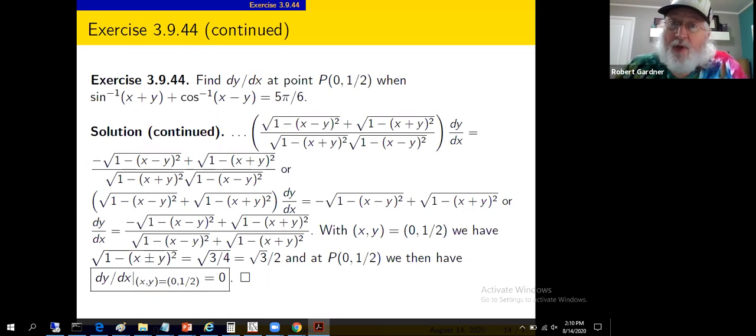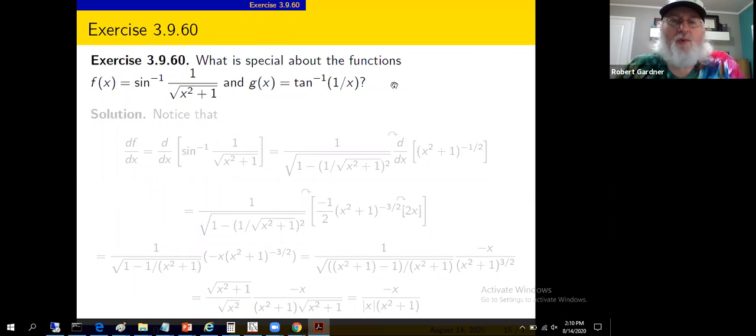So the point of this one was implicit differentiation as applied to inverse sine and inverse cosine. Oh, and plugging in coordinates of a point. Does this tell you anything about the graph of this function? The derivative is 0. It's got a horizontal tangent line at this point. And that, based on what we've done, that's all it tells us. We could do more stuff and maybe learn some more things, but at this stage, all that tells me is horizontal tangent line because the derivative is 0.